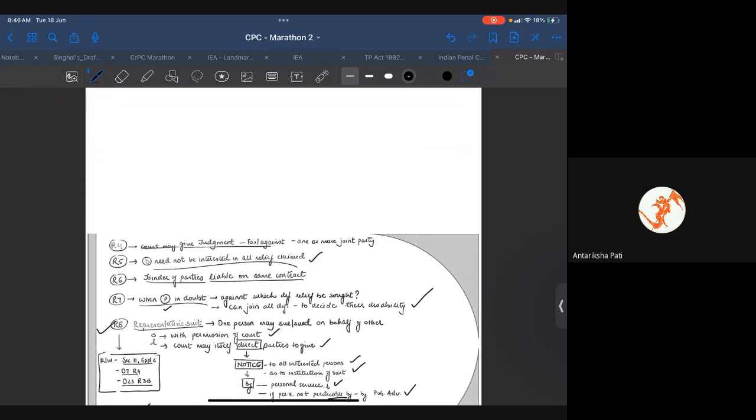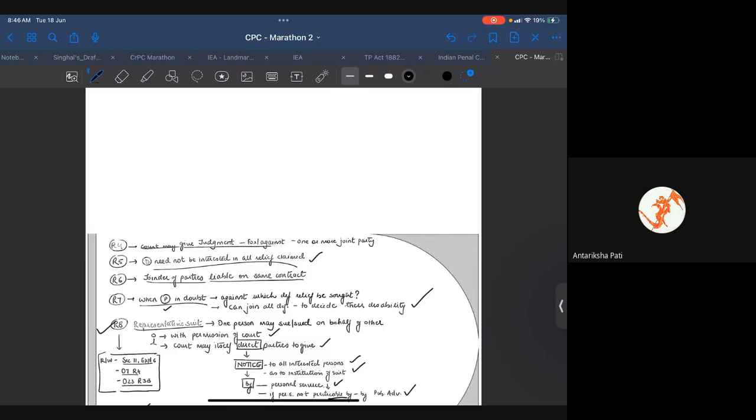Court may give judgment for or against one or more joint parties. And Rule 5 says that the defendant need not be interested in all the relief claimed. That is, it talks about the concept of pro forma defendant. Pro forma defendant is a person who is not interested in any of the reliefs. Now, Rule 6 is joinder of parties liable on same contract. Rule 7 is if the plaintiff is in doubt against whom the relief is to be sought, then he can join all defendants and then court will decide as to who is liable.